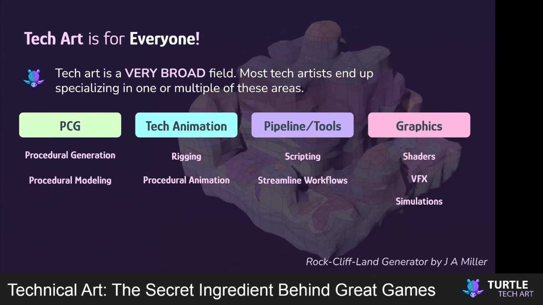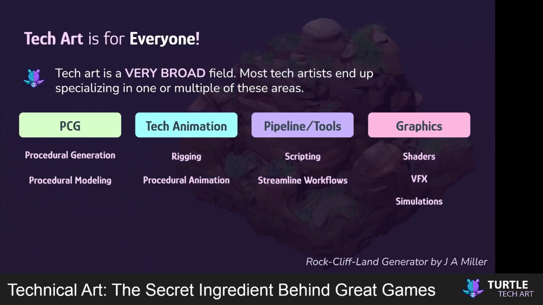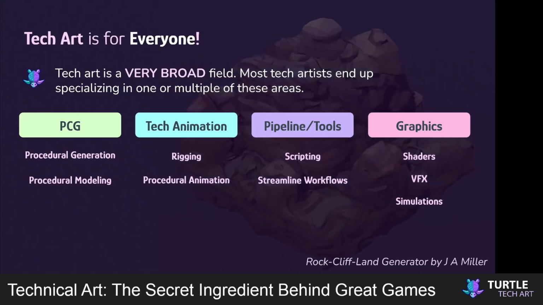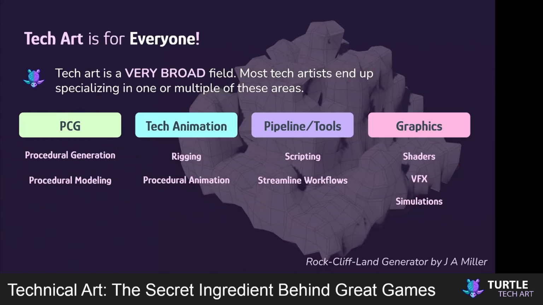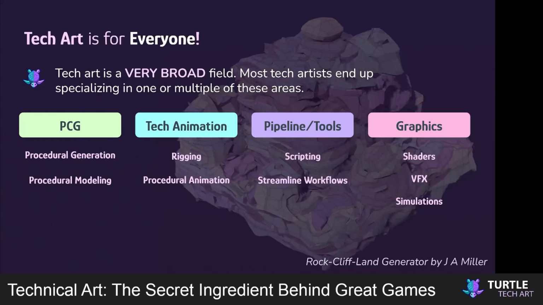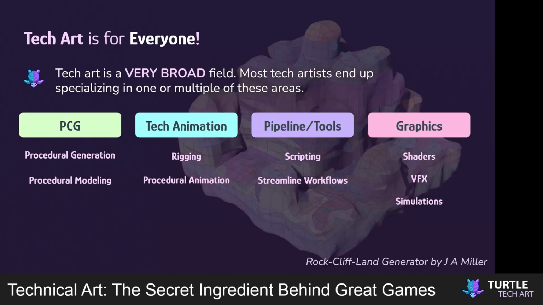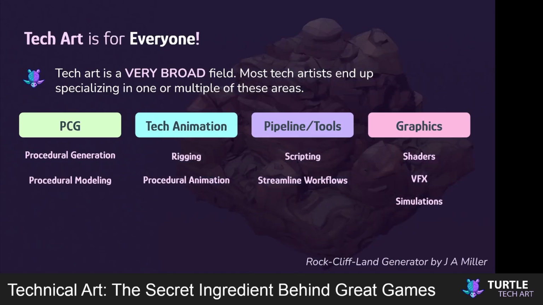Another one is pipeline and tools. When you're in pipelines and tools, you focus on streamlining workflows for artists. You act as a pillar for artists to help make their processes more efficient so that they can focus on their art. Another one is graphics, which involves shaders, like making those leaves of the trees move, VFX, and simulations.